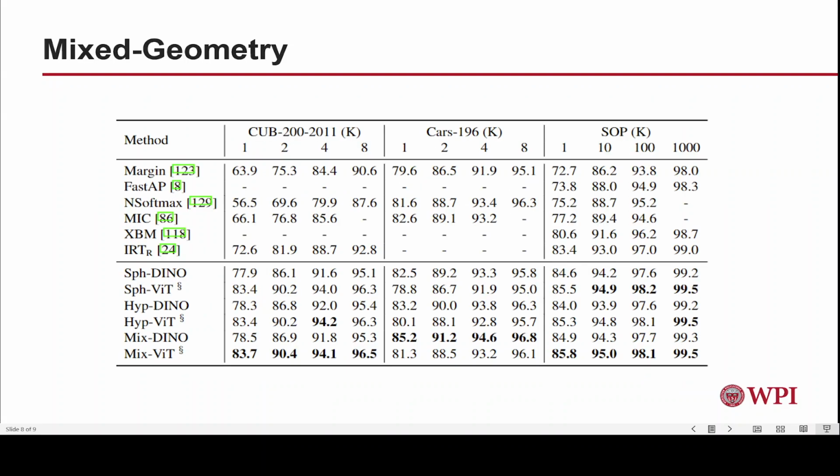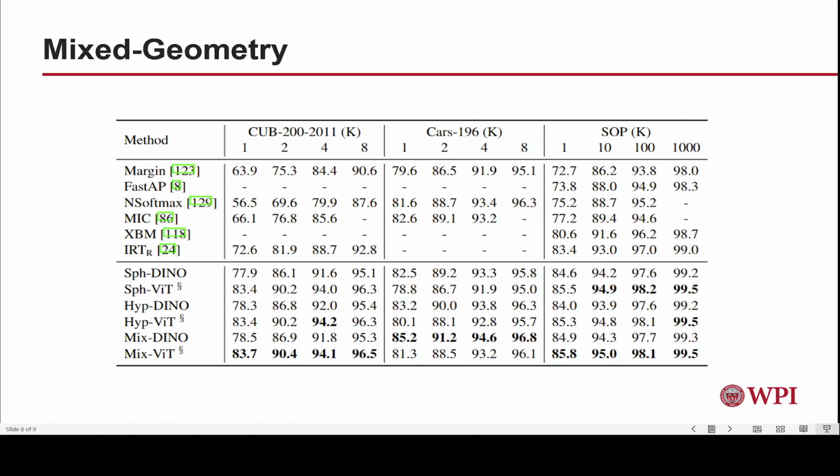We also proposed a mixed geometry learning. The idea is that learning the representation in a single geometry is not enough, because different geometries can select different negatives. This is kind of like providing a negative pool, and by combining them together, we find the really meaningful or useful negatives, or hard negatives, for the same anchor point.